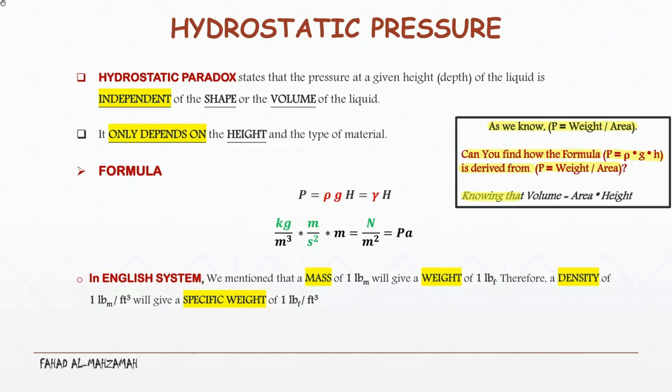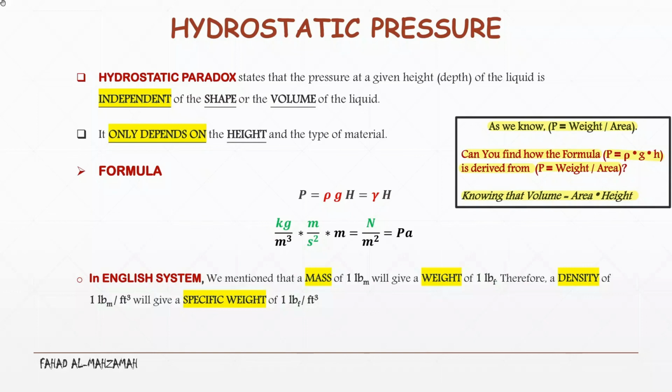Knowing that volume is equal to area multiplied by height, it means it's used somewhere in the derivation. So this is not included in your course. I mean, you will not be asked this question in the exam, but those who can find the exact derivation from weight over area, what they did to reach rho g h, again there will be a bonus. So that's all in our lecture.